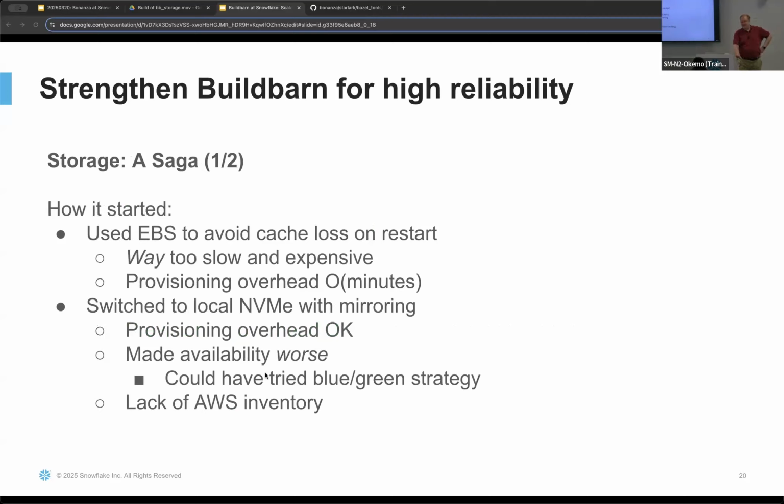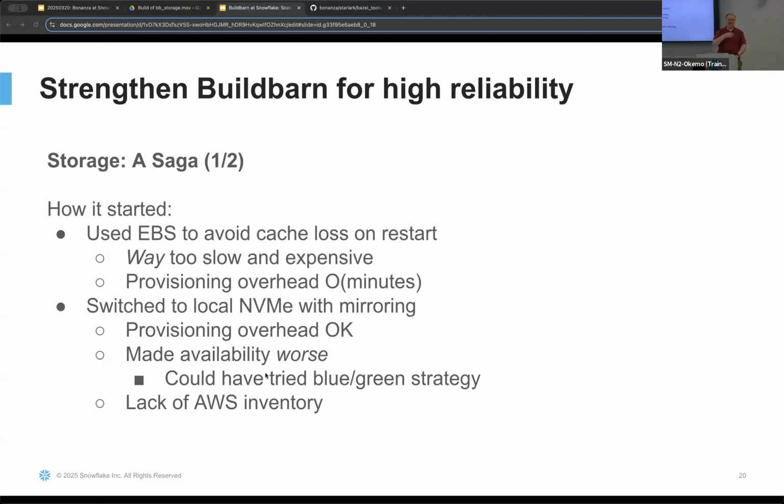So how it started, we were using EBS because we wanted to avoid losing cache data on the restart of a storage node. Our infrastructure that we are sort of pigeonholed into running is our internal curated Kubernetes environment. If a pod restarts, it's basically an empty dir. You get a clean dir every time. Even when using local flash, that happens. It's a whole thing. So anyway, EBS was just way too slow and expensive.